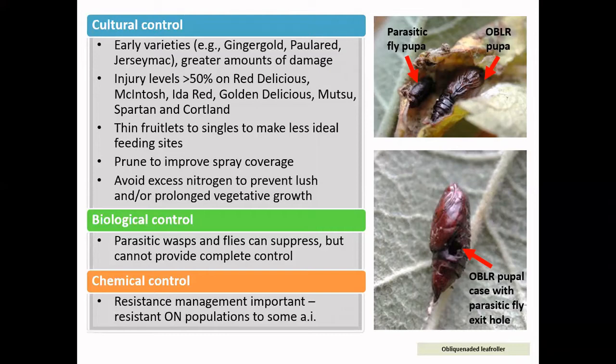There are some parasitic wasps and flies that can suppress oblique banded leaf roller populations. You can see in the pictures on this slide evidence of parasitism that has occurred with that oblique banded leaf roller pupa. However, this is not something that provides complete control, so there would be a need for chemical control if populations are high. Now, with chemical control, there is some concern about resistance to some groups of control products. So it's advised to please be sure of the efficacy in your orchard when using these products.